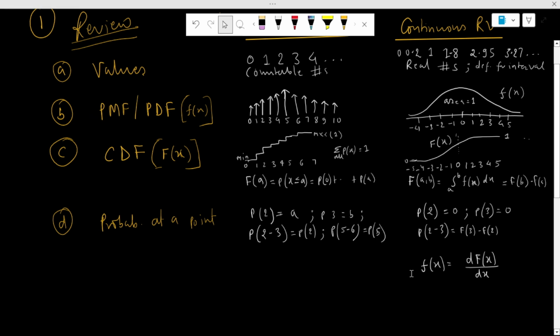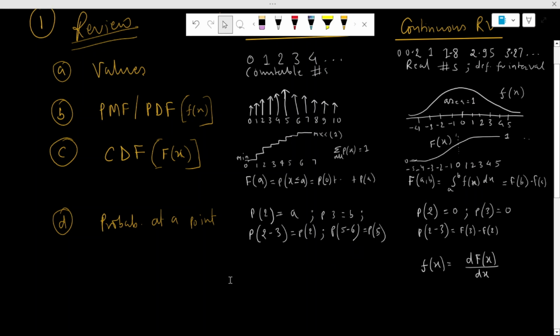And in the continuous random variable, if we know the cumulative distribution function, we take its derivative to calculate the probability density function. And if we integrate the probability density function, then we get the cumulative distribution function.